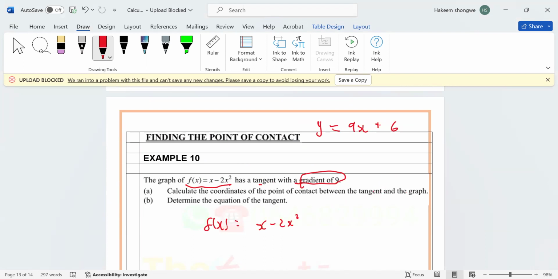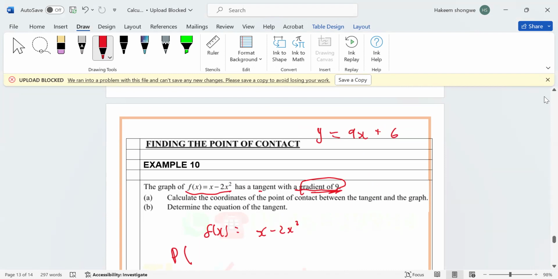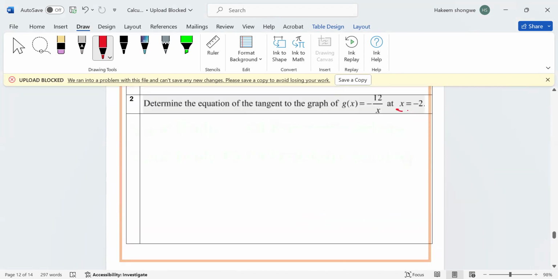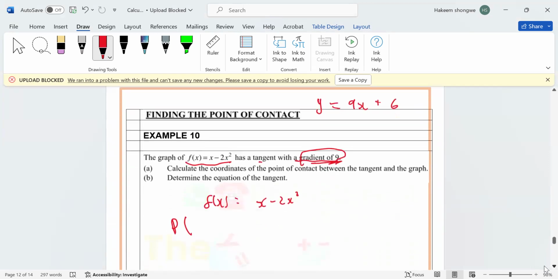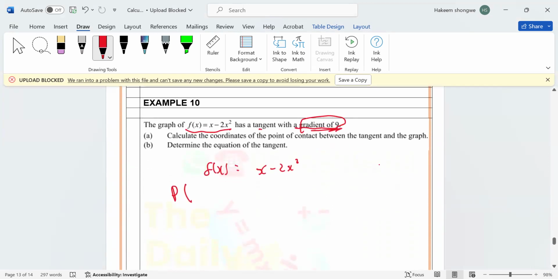So how did we do the previous one? Okay, here's what we have. We have point P. They gave us what was X before. You can go and check here. They said when X is equal to minus 2, then we find out what Y was. So with this one, they didn't give us the X. So we can't say they gave us X. But they gave us something. So as if they didn't give us anything at all. So we'll say point P.